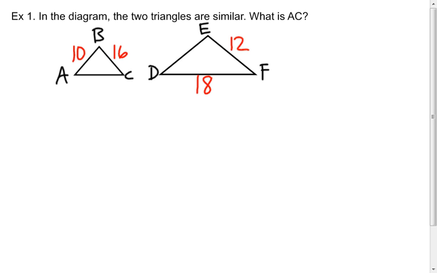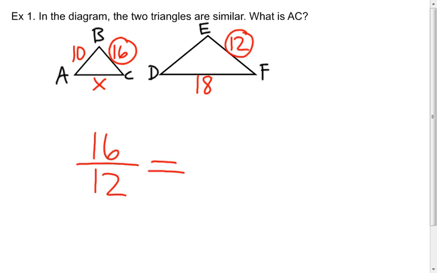In the diagram, the two triangles are similar. What is AC? So we're trying to find this length right here. That's the missing length. Do we have two sides that have numbers that go together, that are corresponding? Well, 16 and 12. Aren't those two in the same position, kind of top right of the triangle? I can use that to create a proportion. So 16 goes along with 12. I write it in the same fraction.